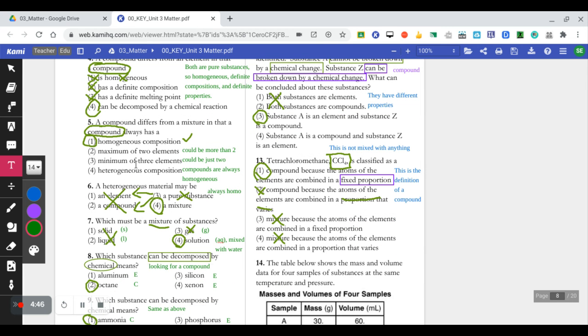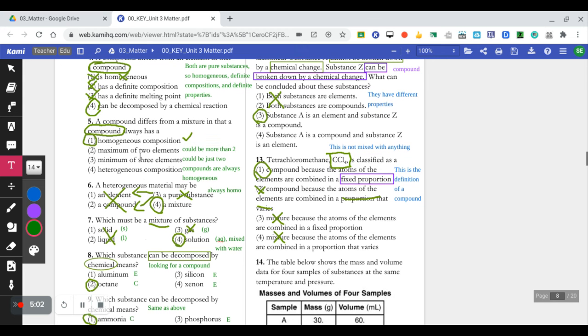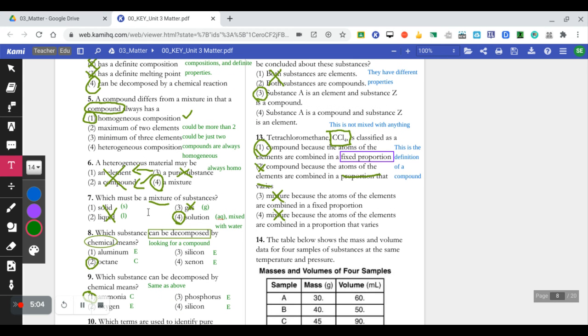Question 5: a compound differs from a mixture in that a compound always has a homogeneous composition. A compound could have more than two elements, or it could just be two elements, but compounds will never have a heterogeneous composition. They're always homogeneous.